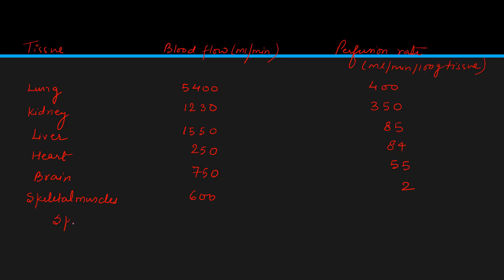Skin, 400 is the blood flow ml per minute and perfusion rate is 5. Fat, 250 ml per minute is the blood flow and perfusion rate is 3. So these are different organs and their blood flow in ml per minute and the perfusion rate in ml per minute per 100 gram of tissue.